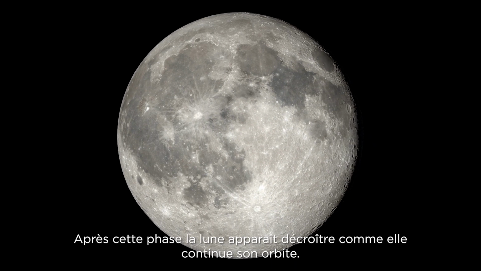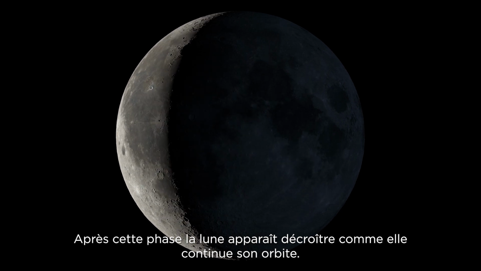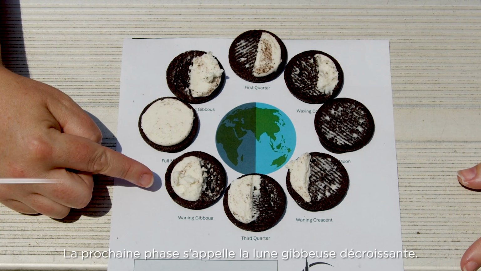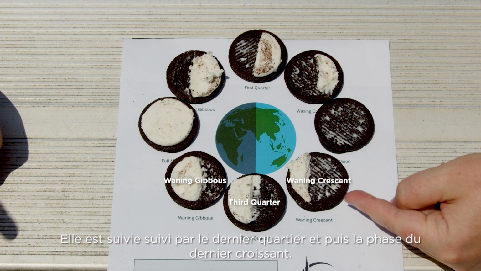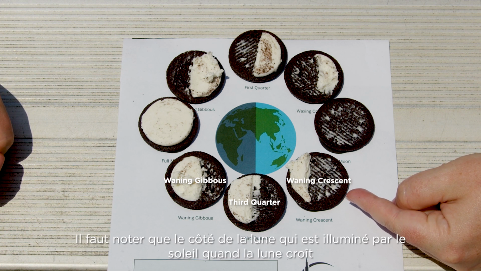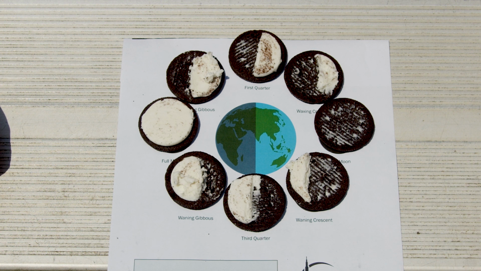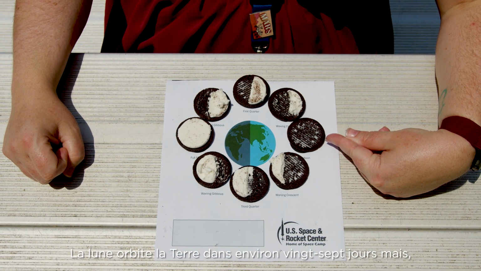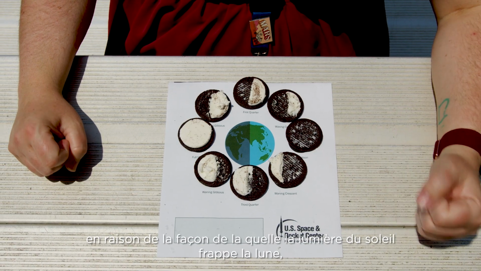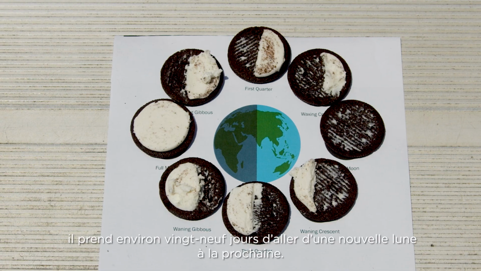The moon then begins to wane, or appears to decrease in size, as it continues its orbit around the Earth. There is the waning gibbous moon, the third quarter moon, and then the waning crescent moon. Notice that the side of the moon that is illuminated when the moon is waning is the opposite from when the moon is waxing. While it takes a little over 27 days for the moon to orbit Earth, because of how sunlight hits the moon, it takes about 29.5 days to go from one new moon to the next.